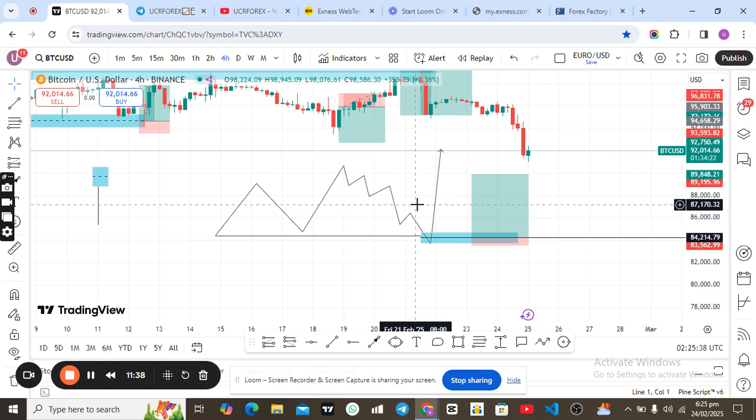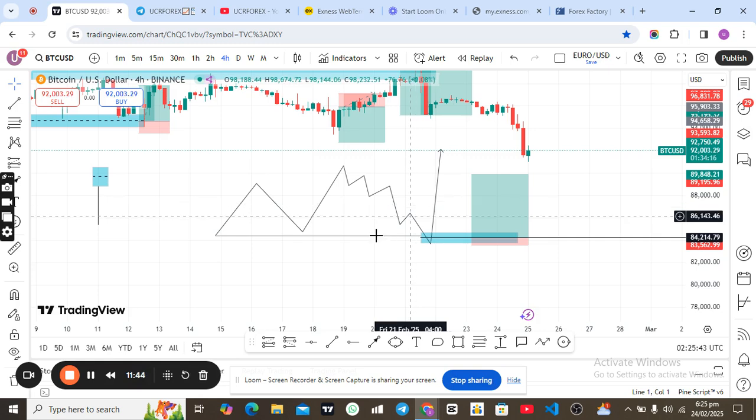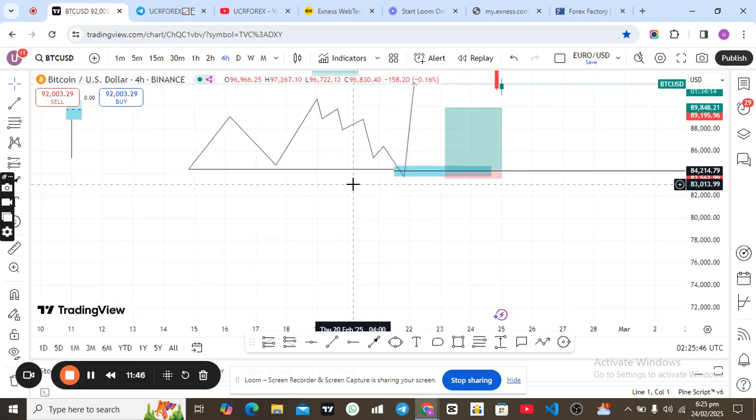So why does it happen? Institutions hunt stop losses and induce fake breakouts. The reason why it normally happens is that institutions hunt your stop losses, which is normal. They hunt your what? They hunt your stop losses and induce fake breakouts.